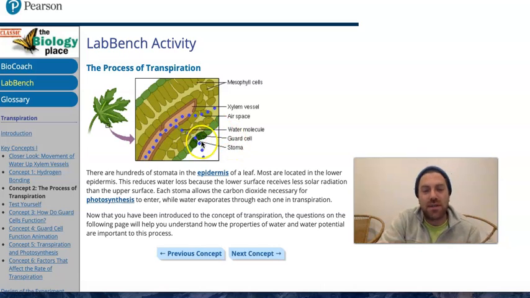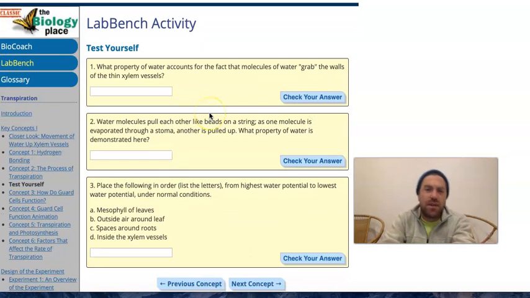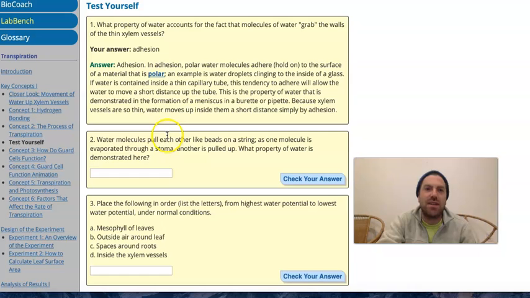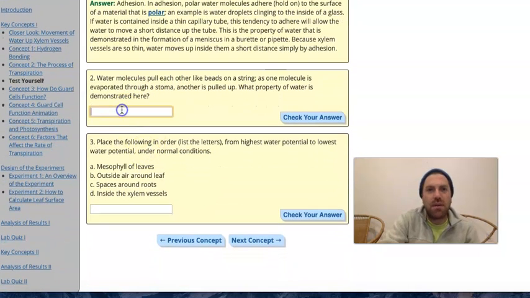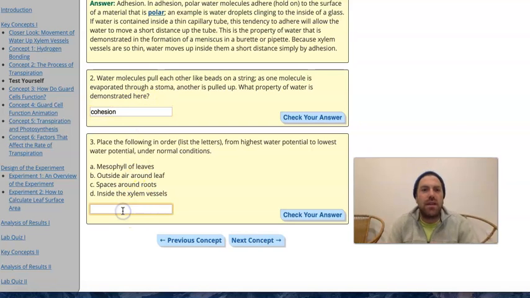Okay, it loses the water out that stoma as it does photosynthesis. All right, so let's look. So this first one, this is now the worksheet you can be filling out. What property of water is the fact that it grabs the walls of the xylem? It's adhesion, because cohesion sticks to itself. Adhesion sticks to other things. Water molecules pull each other. What property is that? That's the cohesion one. Co means together. And then 3. Place the following in order from highest water potential to lowest water potential.